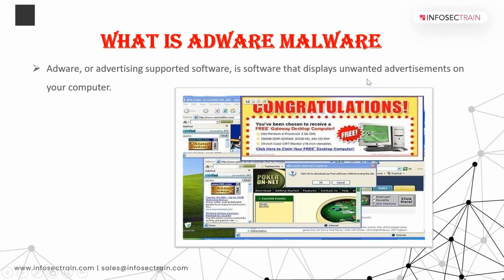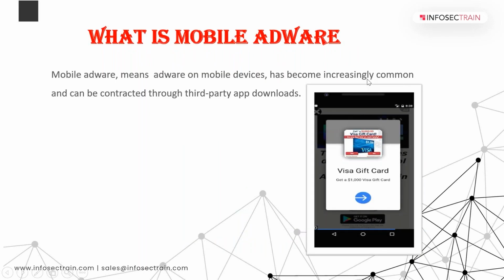So what is mobile adware? In mobiles also we'll be getting adware, right? Adware on mobile devices, we can call it mobile adware. It has become increasingly common nowadays. It is a common activity on our mobile devices. It can be contracted through third-party app downloads. If you download any third-party apps, the mobile adware is injected into your mobile devices also.